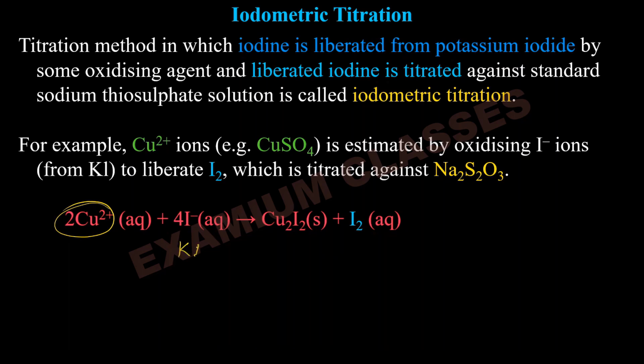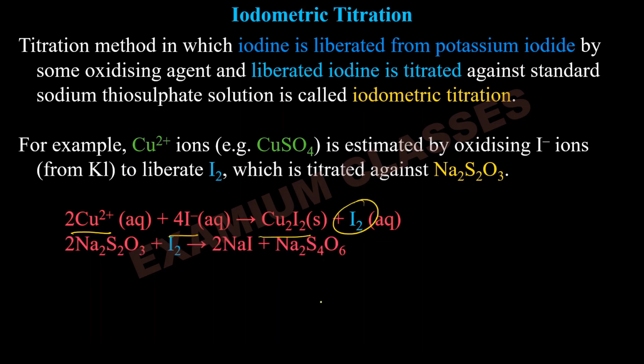This iodide ion is from KI, so you can write 4KI instead of 4I-. When this cuprous ion reacts with iodide ion, we get Cu2I2 and this iodine is released. This iodine is actually titrated with a known amount of sodium thiosulfate. From here we can calculate the amount of I2 which was liberated. Because this amount is known, half the moles of I2 will be consumed. So we calculate this one. This is also known now. So now iodine is known. We know the relationship here also, means we can calculate how much copper sulfate was used.